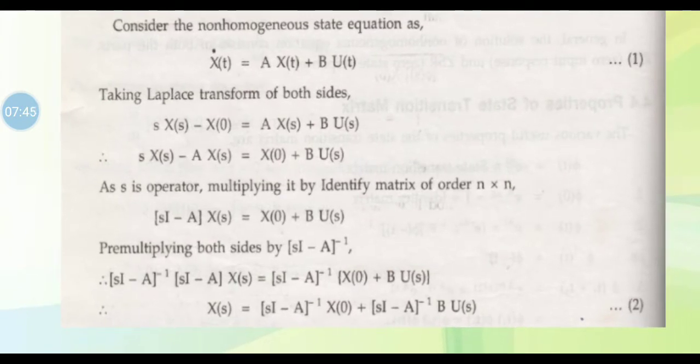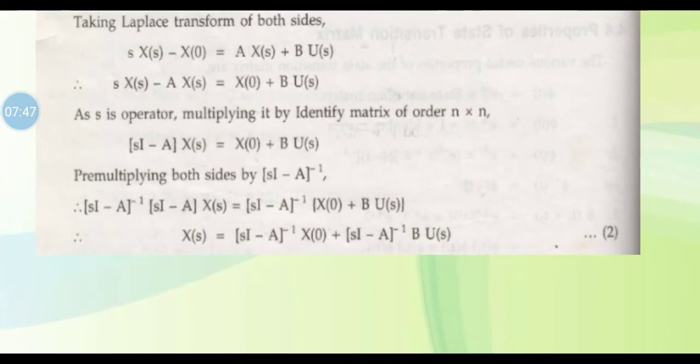Then pre-multiplying both sides of the equation above by (sI minus A) raised to minus 1, we can write (sI minus A) inverse into (sI minus A) the whole into x of s is equal to (sI minus A) inverse into x of 0 plus B u of s. Therefore, x of s is equal to (sI minus A) inverse x of 0 plus (sI minus A) inverse B u of s.